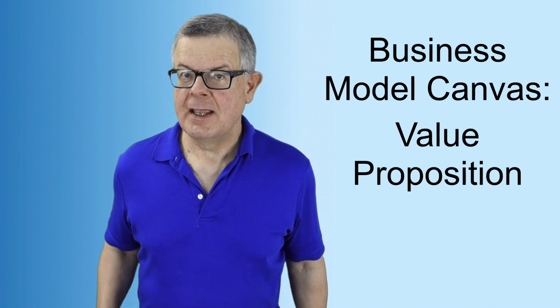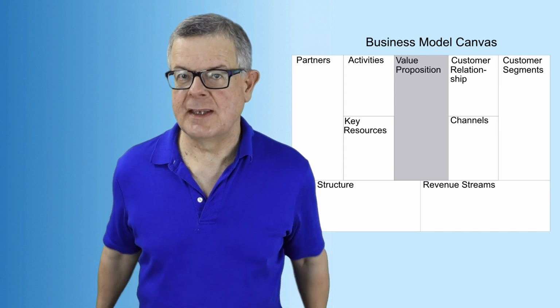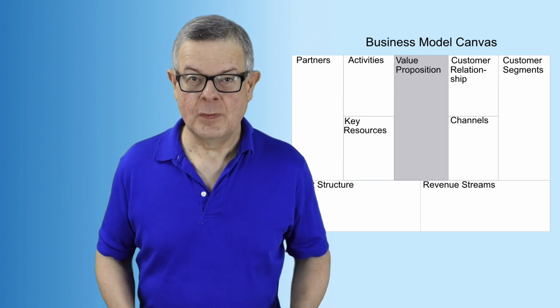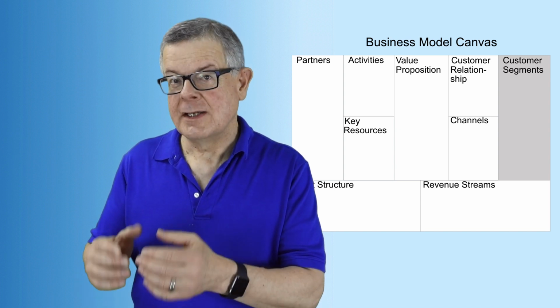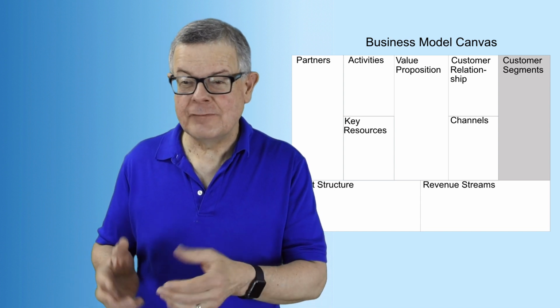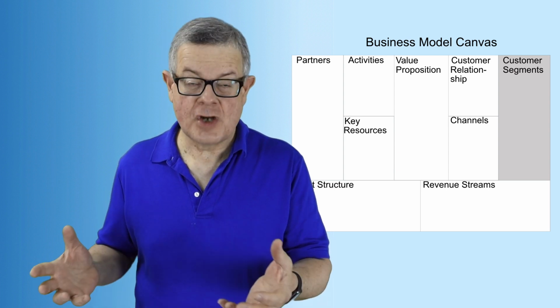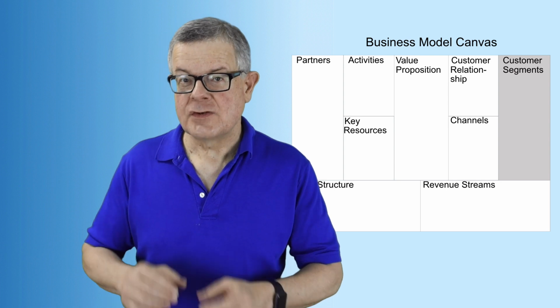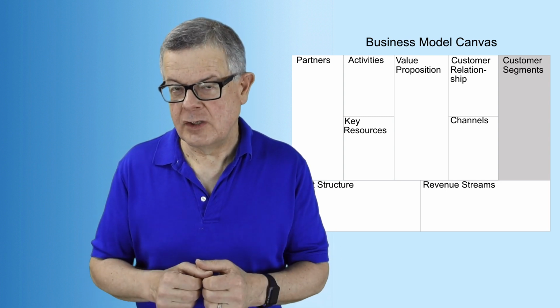The topic today, the business model canvas, value proposition segment to the canvas. Now, as we said in the last video, step 1 is to choose a customer segment, because very often customer segments actually have different needs, different feature requirements, and in general, a different value proposition. So once you've identified that customer segment, you're ready to target the value proposition.